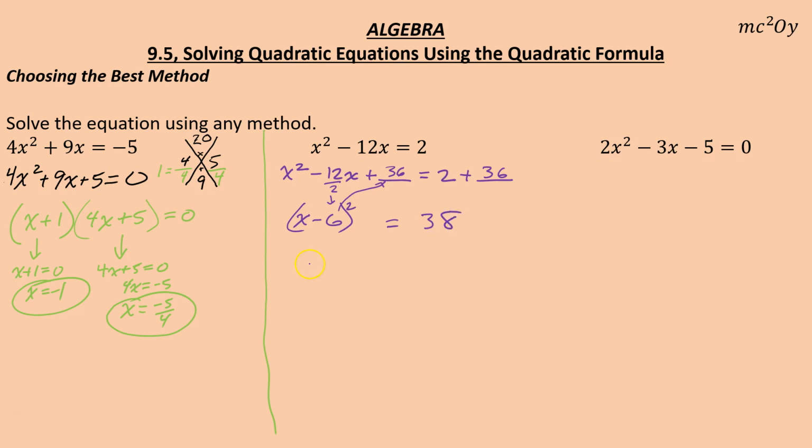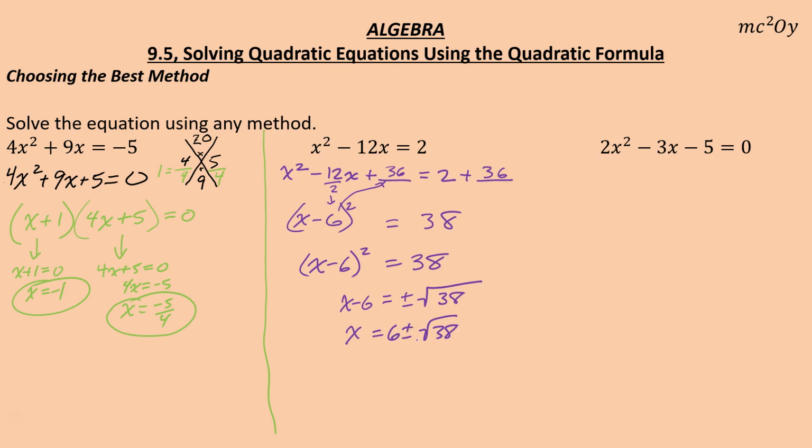So I get x minus 6 quantity squared equals 38. Take the square root of both sides. I get x minus 6 is equal to, whenever you put the square root in, you've got to put plus or minus in front. And it's a positive, so I'm going to have two answers. I'm going to add that 6 over. X is equal to 6 plus or minus root 38. Well, that's the exact answer.